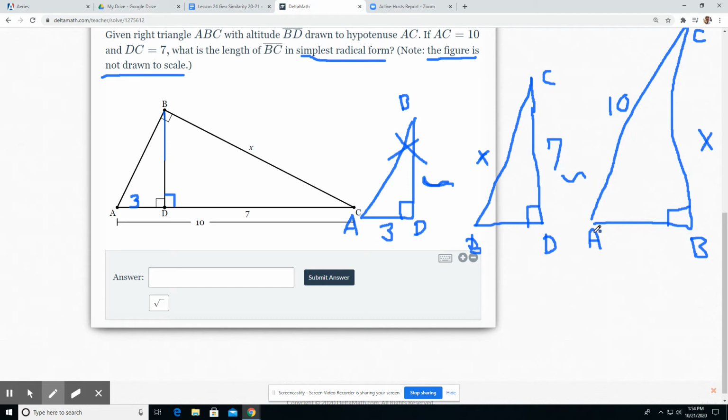So we can relate those as a similarity. But let's just show how they're similar. So here's angle A. I'll give it 1 tick mark. Okay, angle A has 1 tick mark. So by angle, these 2 triangles are similar.